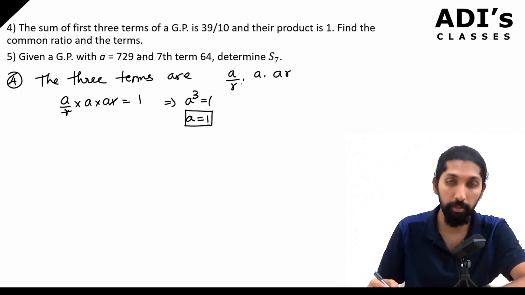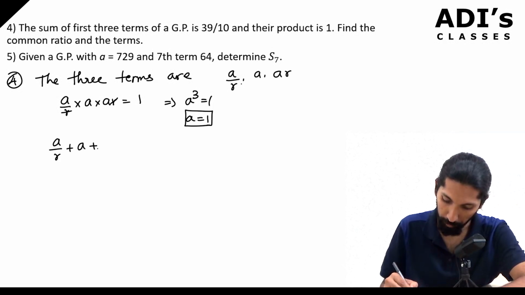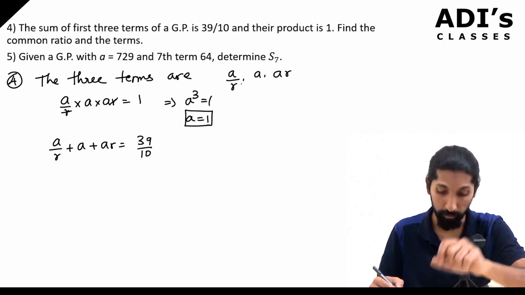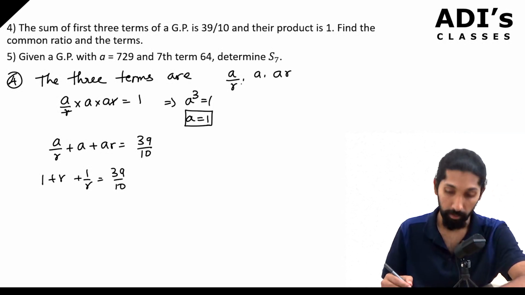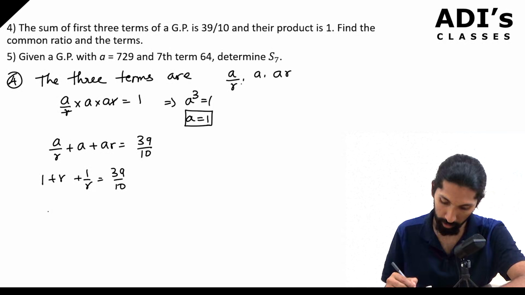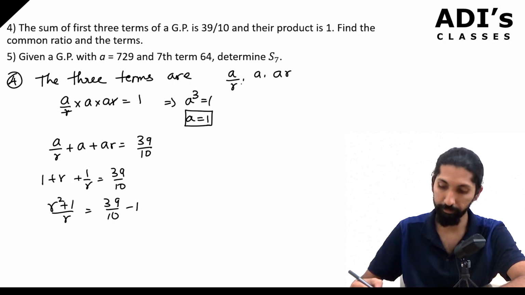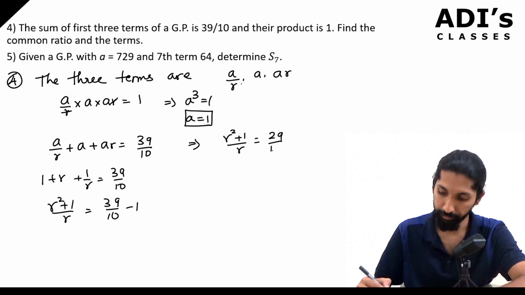Then, the sum of them is 39 by 10. So, A by R plus A plus AR is equal to 39 by 10. A is 1, so 1 plus R plus 1 by R is 39 by 10. Right? Now, what you do? You take the 1 to the RHS and take LCM. So, R square plus 1 by R is 39 by 10 minus 1. So, this becomes R square plus 1 by R is 29 by 10.